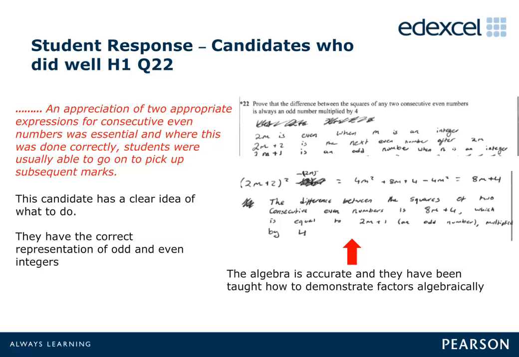This question requires some mathematical sophistication, as it is essentially an algebraic proof involving the student developing their own representation. From the Principal Examiner's Paper H2 report. An appreciation of two appropriate expressions for consecutive even numbers was essential, and where this was done correctly, students were usually able to go on to pick up subsequent marks. This candidate has it all. They can set up the correct representation, the algebra is accurate, and the interpretation of the final expression is assured.